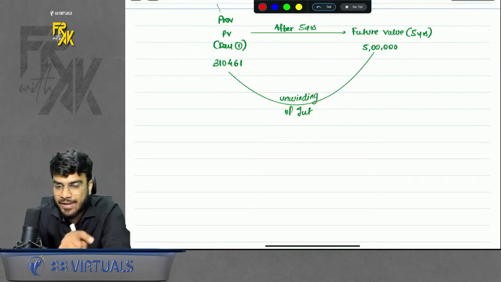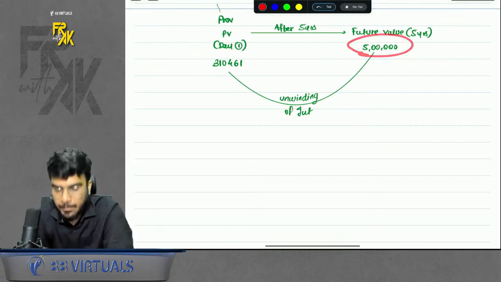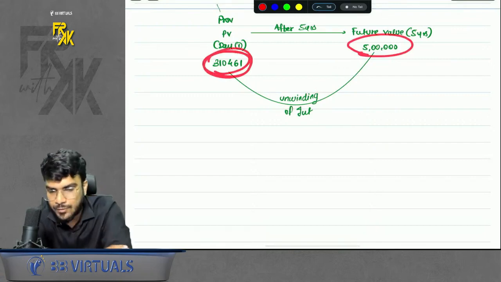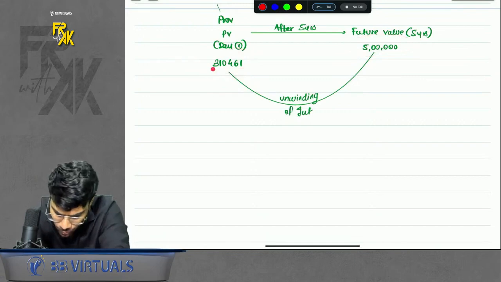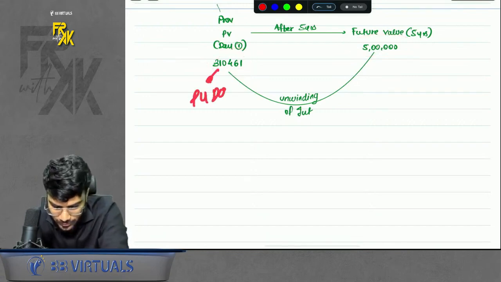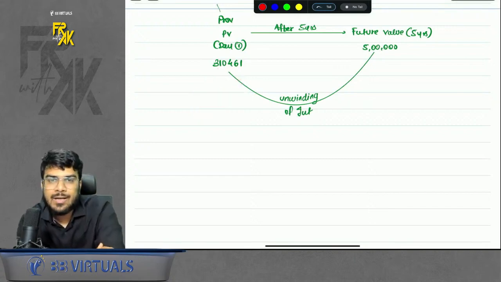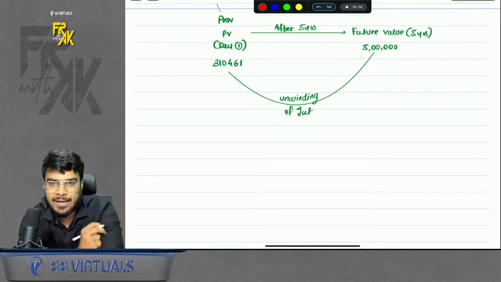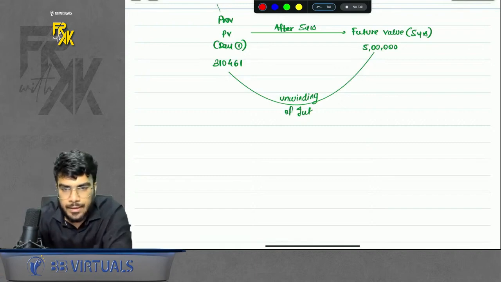Why is this unwinding required? Because as I said, we had to make the payment of 5 lakhs, but we have booked only 3,10,461. Sir, why did we book only 3,10,461? Because this is the present value on day 1, and in the cost of asset, we only add the present value. Clear? So now how do we do the unwinding, sir?